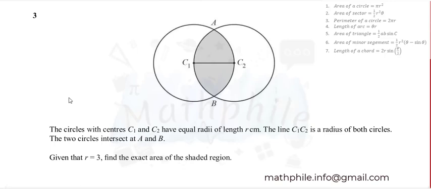The circles with center C1 and C2 have equal radii of length r. Then we're told that the line C1C2 is the radius of both circles. The two circles, we're told again, intersect at points A and B. Given that r is equal to 3, find the exact area of the shaded region.